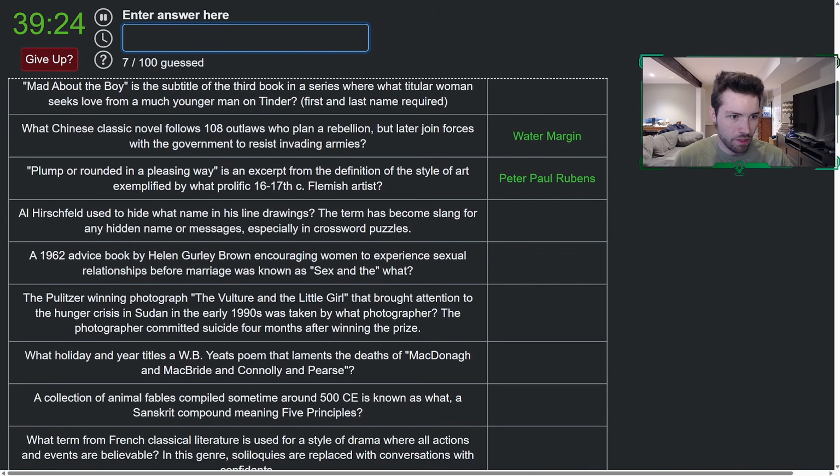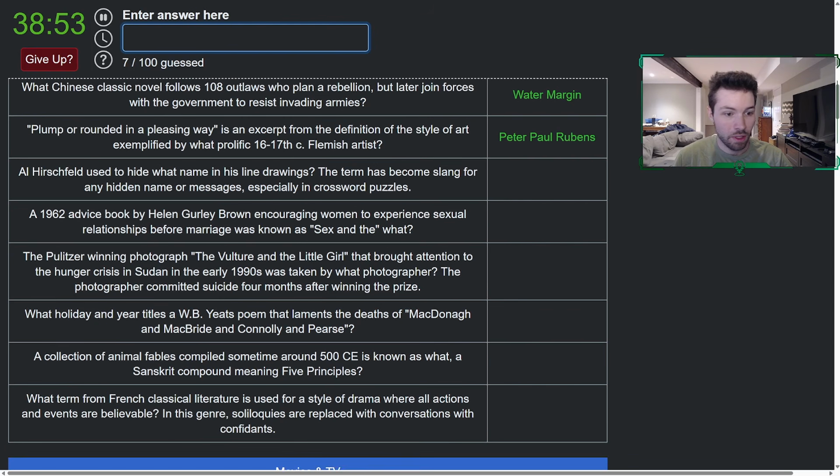Al Hirschfeld used to hide what name in his line drawings? The term has become slang for any hidden name or messages, especially in crossword puzzles. Is this like Rebus or something? No. Hidden name or messages in crossword puzzles. What? I don't know. I sometimes do crossword puzzles, but I'm not familiar with the terminology and stuff, so I don't know.